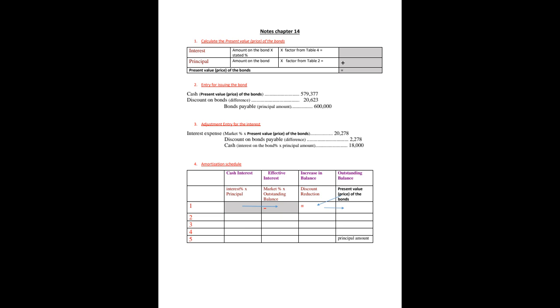Chapter 18 talks about notes. Notes are long-term liabilities, meaning that the company will take a loan or an amount of money in exchange for giving a paper, which is a note. As we said, long-term means that it's more than 1 year. It can be for 3 years, 4 years, 5 years.